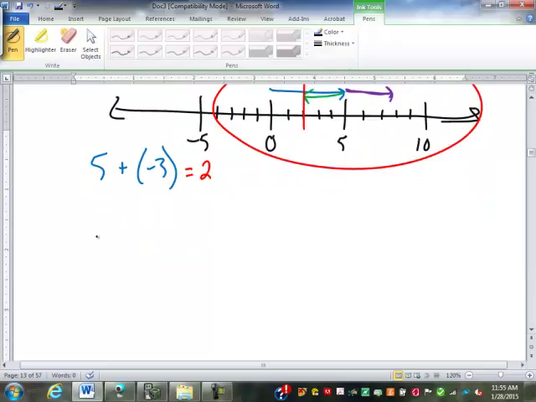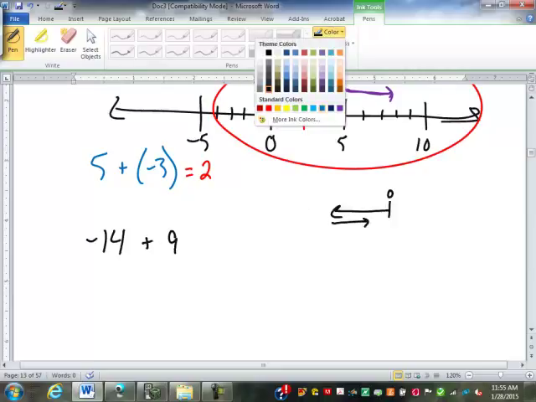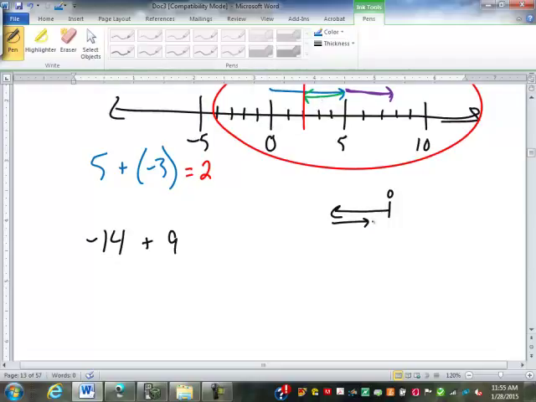For example, let's say I have negative 14 plus 9. So here's 0. Negative 14 goes like this. Positive 9 goes the other direction, and it's shorter than 14, so it goes like this. This picture tells me two things. One, my answer ended up on the negative side of 0, so my answer is negative. Two, the arrows, the vectors, point in opposite directions. So the size of my answer, the absolute value of my answer, is the difference between 14 and 9, which is 5.